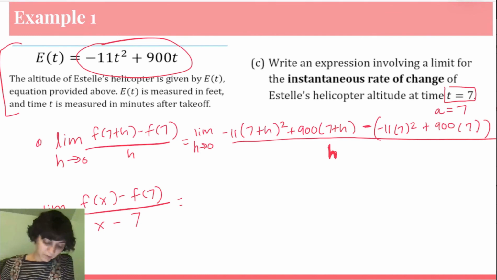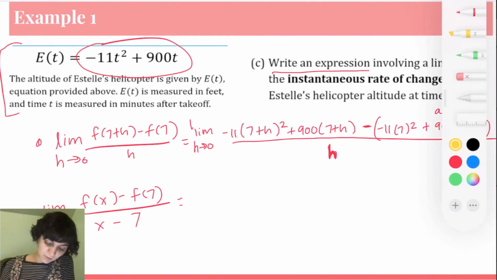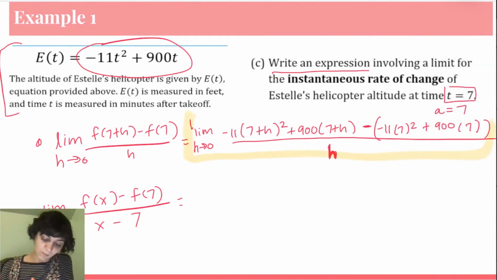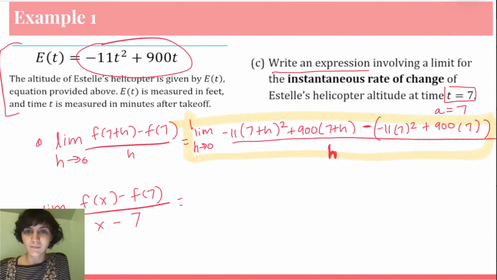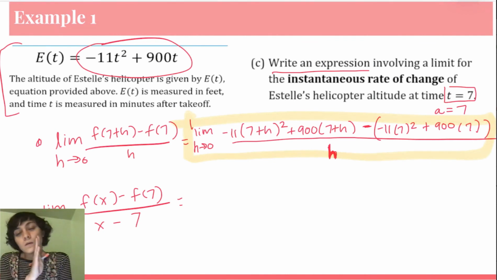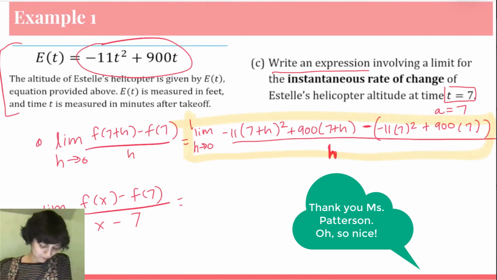We're not going to simplify this right now because it just told me to write an expression, and I'm not going to do more than I'm asked. So I wrote an expression involving a limit for the instantaneous rate of change. I'm not going to simplify this. We are going to have ones where you'll simplify in the future, so savor this moment where I'm not making you simplify this and say, thank you, Miss Patterson. Oh, so nice. Okay, so that is one expression.